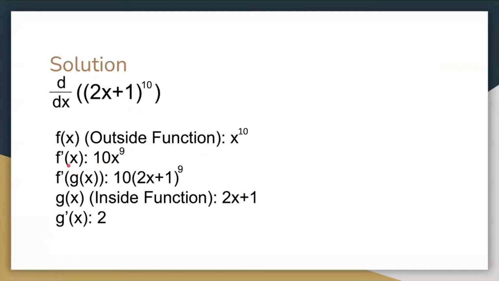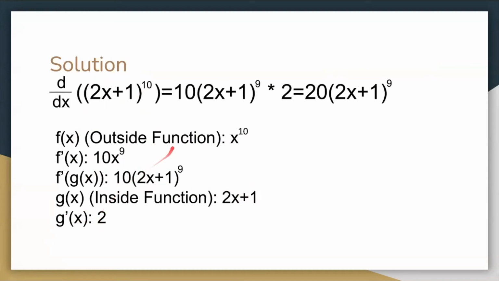And then f prime of g of x, you just replace the x with g of x, which is 2x plus 1. All right, and then the derivative of g of x is just equal to 2. So you multiply f prime of g of x and g prime of x, and then you get that the final answer is 20 times the quantity 2x plus 1 to the power of 9.